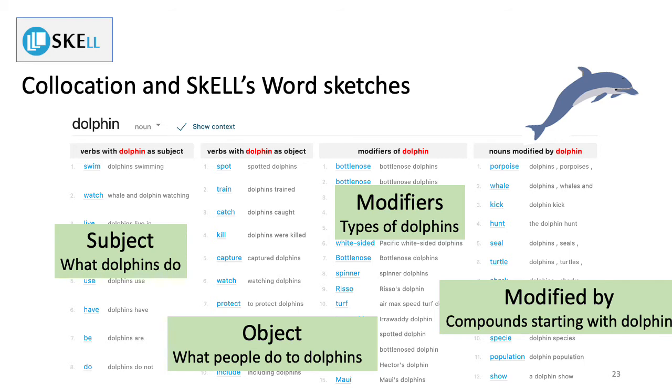So when you look at the first column, these are the subjects of verbs, when dolphin is the subject of these verbs: swim, watch, have, do. So that tells us what dolphins do. When we've got the verbs where dolphin is the object, that's what people do to dolphins: spot, train, catch, kill. Then we have modifiers and modified by. So these columns are extremely useful, and I'm sure you can think of some interesting ways your students could represent these visually, as well as actually using them in texts.